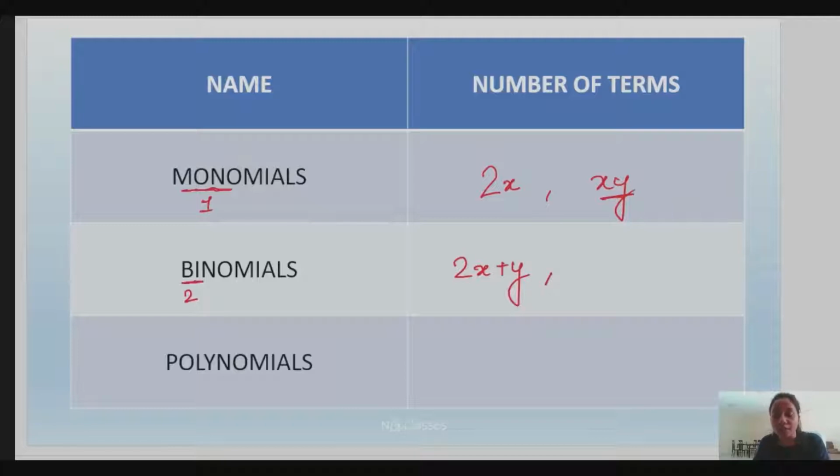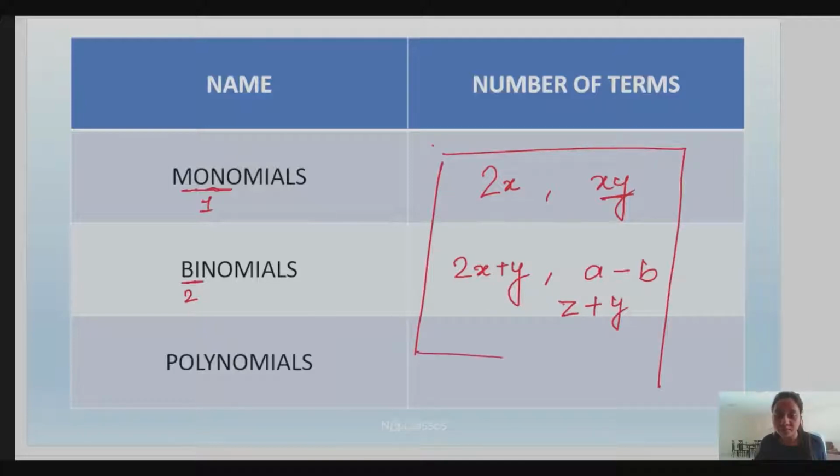Or if we have a minus b, this is also a binomial. If any algebraic expression contains three terms, it's called a trinomial. If it contains four terms, it's called a quadrinomial. Like that, each and every one has its specific name. And in general, all of these, that is monomial, binomial, trinomial, quadrinomial, etc., come in the group of polynomial.